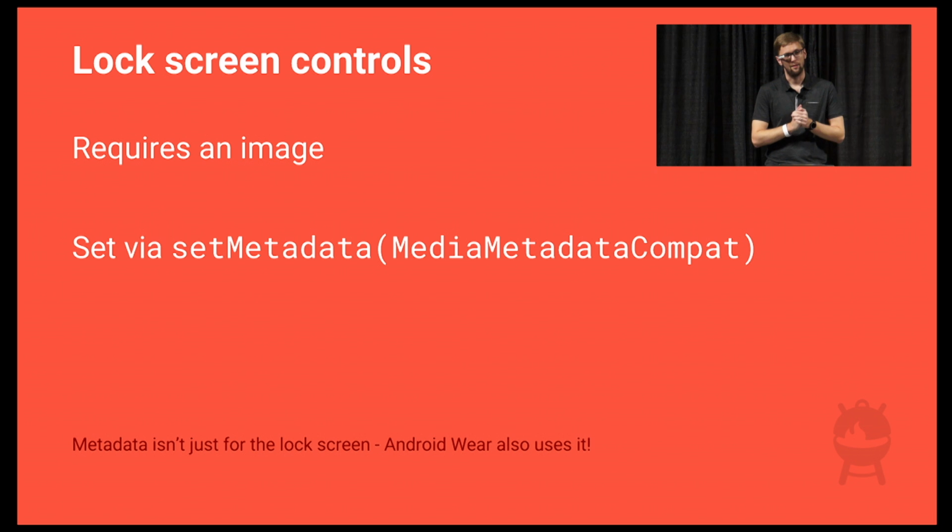And that's where media metadata compat comes in. Again, we'll just kind of set it in. You can kind of think of it as a bundle of all of the information about what's currently playing. Now, note, this is actually used in more places than just the lock screen. So if you've ever noticed on Android Wear, you get a little notification of playing audio and stuff. It's actually using the metadata you pass in, that album art, all that information is coming from the media metadata you've set.